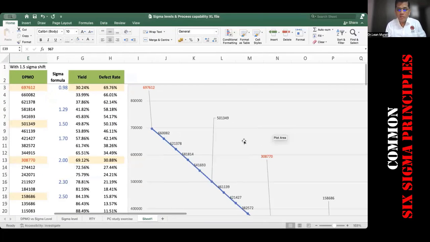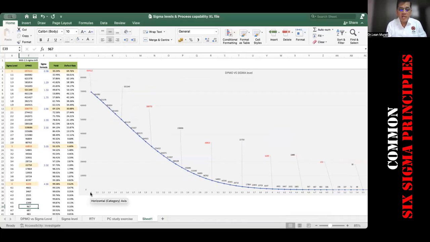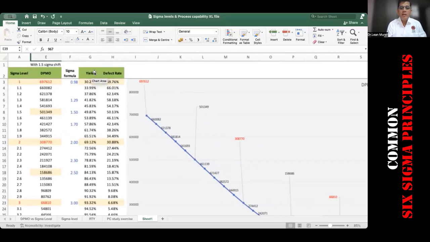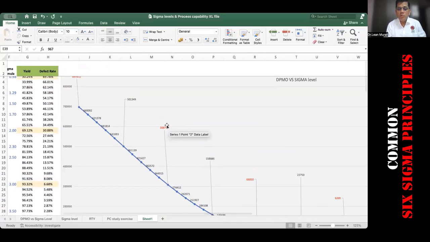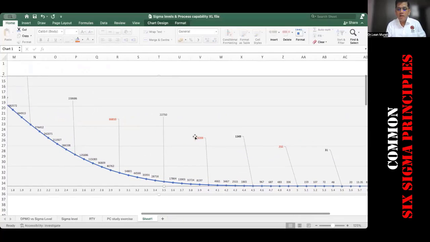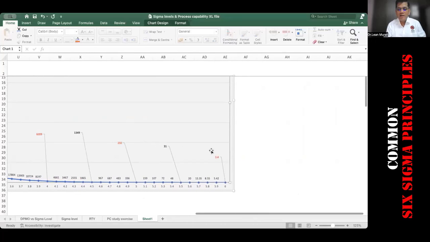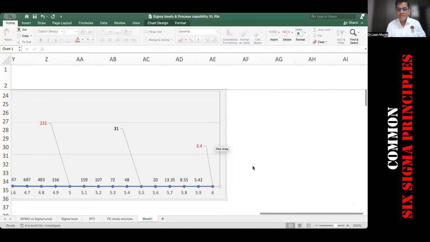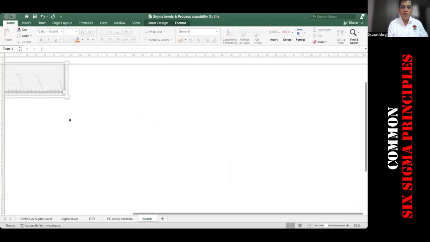I'm just going to share with you that this graph of this defect rate, if it is at 1 sigma, it is at 697612. If it is at 2 sigma, it comes down to 308770. If it is 3 sigma, it drops down to 66810. If it is 4 sigma, it drops down to 6209. If it is 5 sigma, it's 232. And if it is 6 sigma, it is 3.4. And this is how important it is to increase your sigma level.